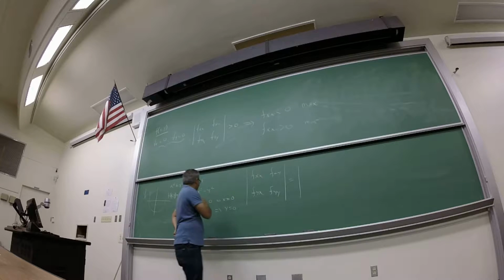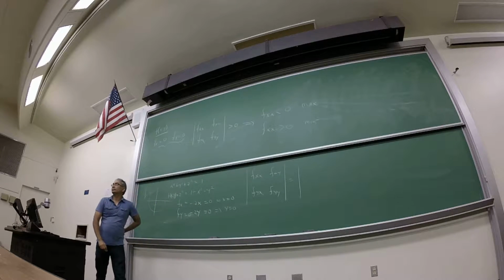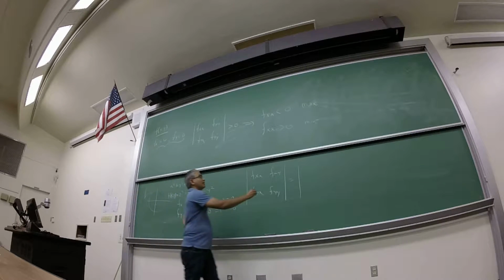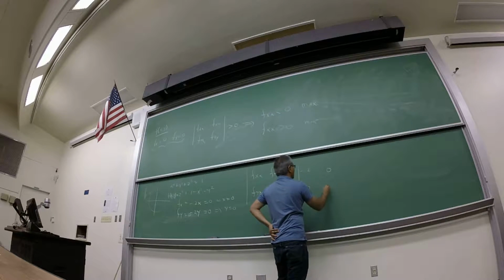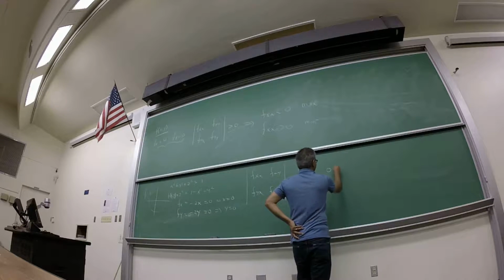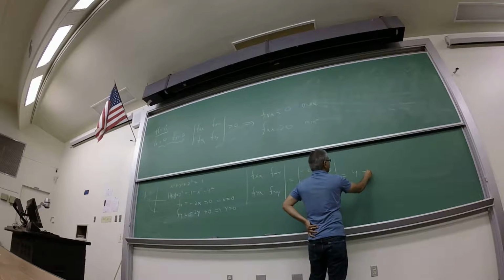So this will be, what is fxx? Negative 2. What is fxy? 0. What is fyx? 0. What is fyy? Negative 2. So you can see this determinant equals 4, which obviously is greater than 0.